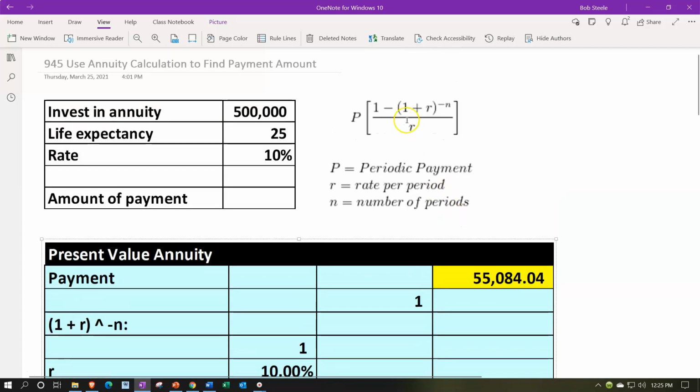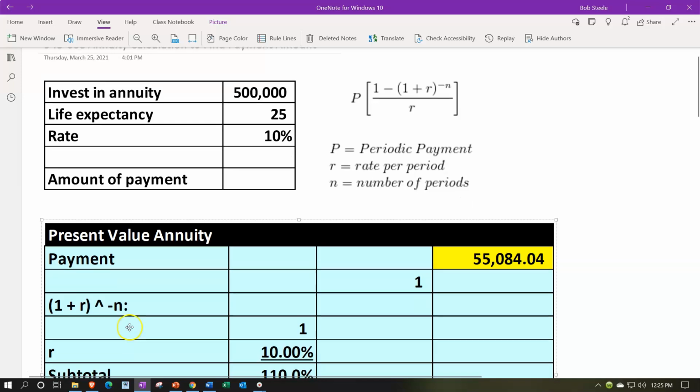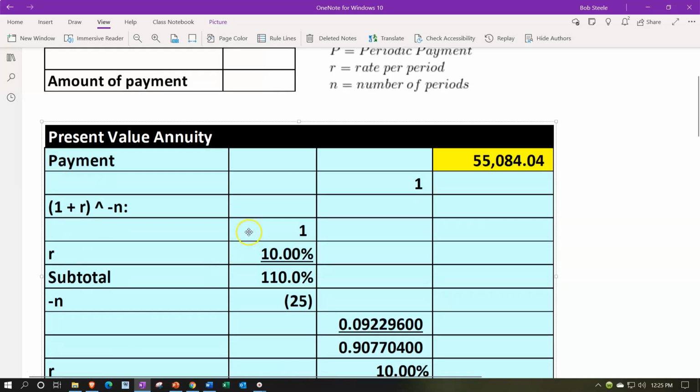Then we're going to say that we have 1 minus 1 plus r to the n. I'm going to put the 1 in its own category here, then pull out the 1 plus r to the n in the inner column. So there's the 1, the rate is 10%, 1 plus 10%, or 100% plus 10%, is 110% to the negative n, number of periods in years, in our case, 25.